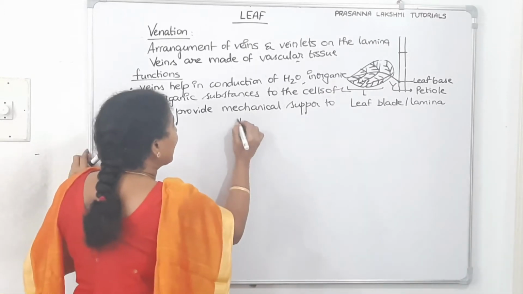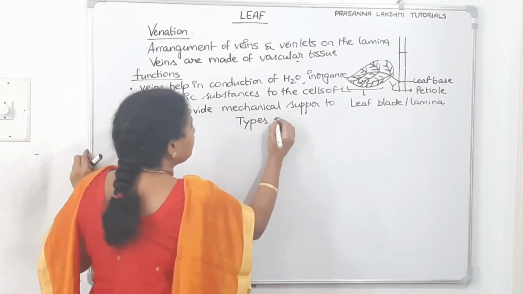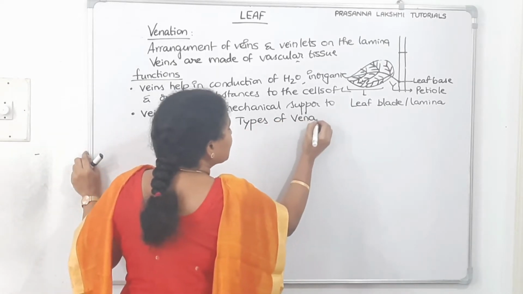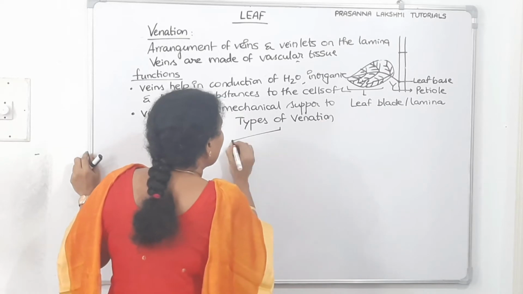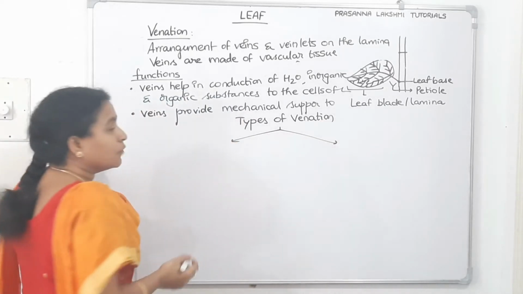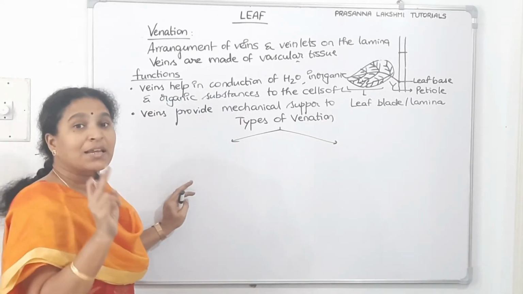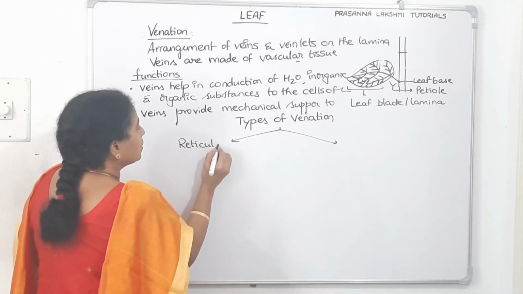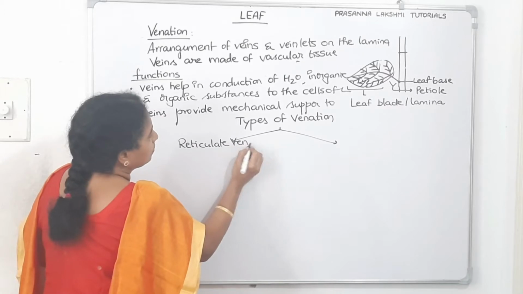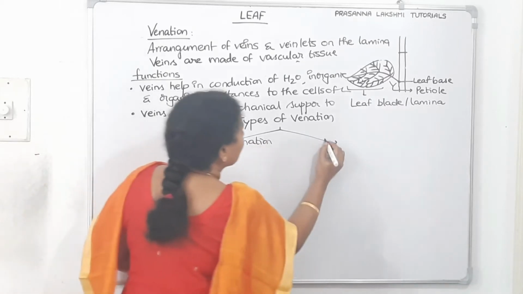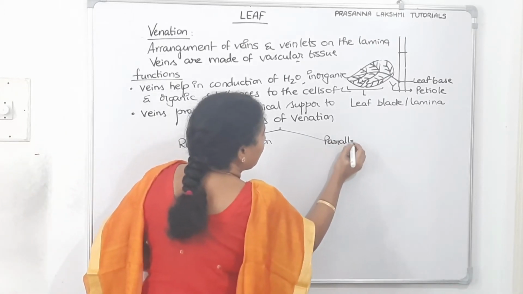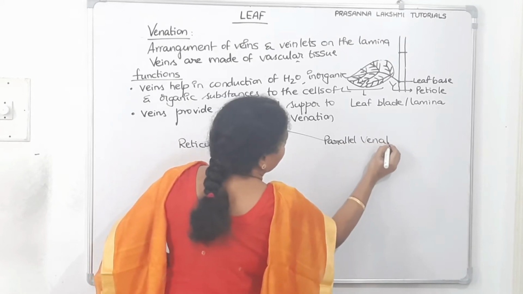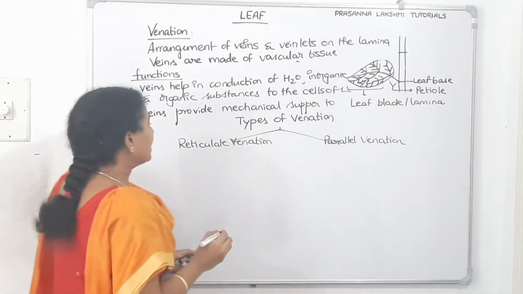Now when it comes to the types of venation, there are mainly two types. The first one is called reticulate venation, and the second one is called parallel venation. Now, what do you mean by reticulate venation?